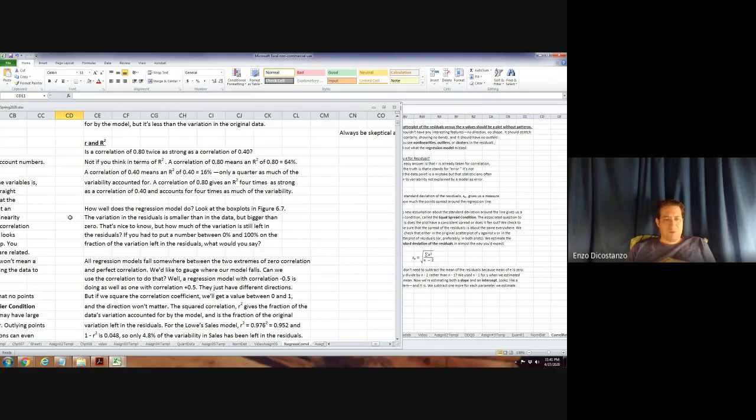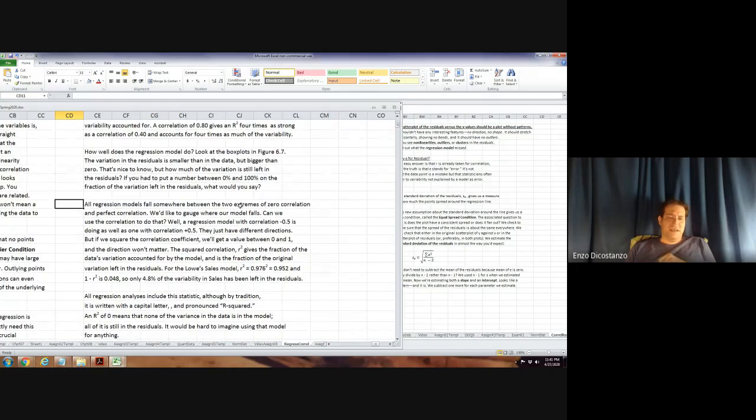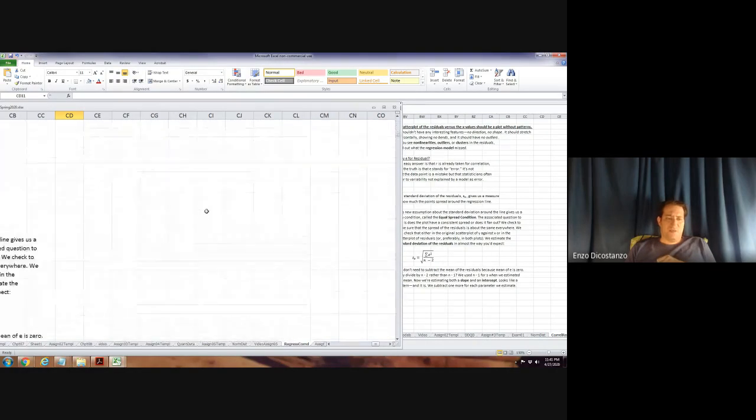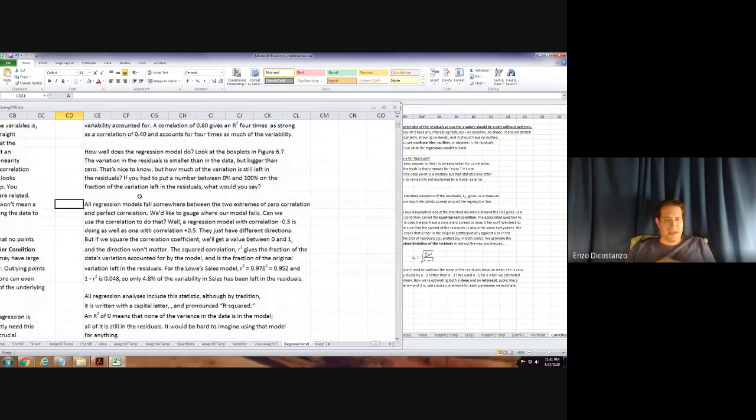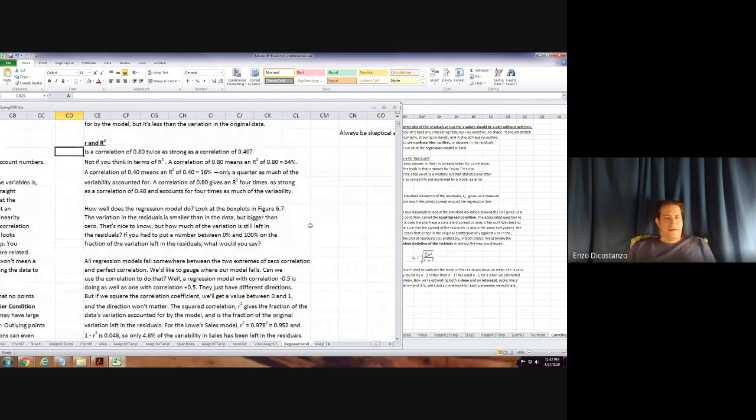And again, we go back to the Lowe's example. It says, is a correlation of 0.8 twice as strong as a correlation of 0.4? Not if you think in terms of R squared. A correlation of 0.8 means that R squared is 64% and a correlation of 0.4 is 16%. So it's a quarter as much as the correlation that's 0.8. So the correlation of 0.8 has an R squared 4 times as strong.